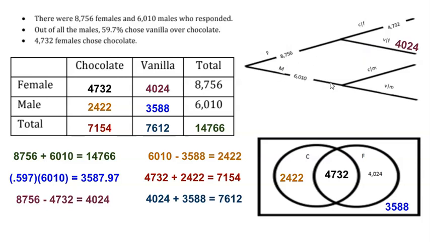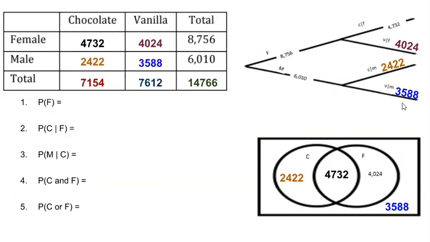Now let's go down this male branch here. So 6,010 males. Of those males, 2,422 chose chocolate and 3,588 chose vanilla. Now let's calculate some probabilities.